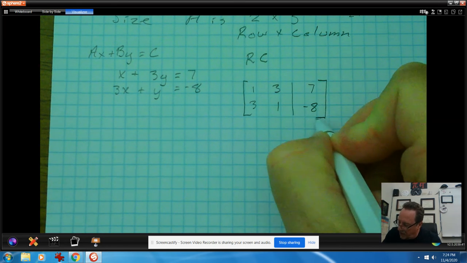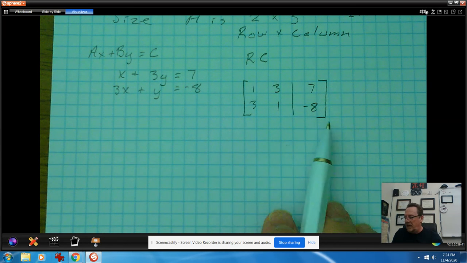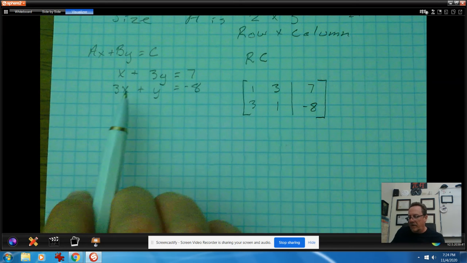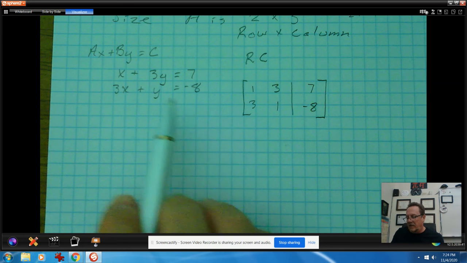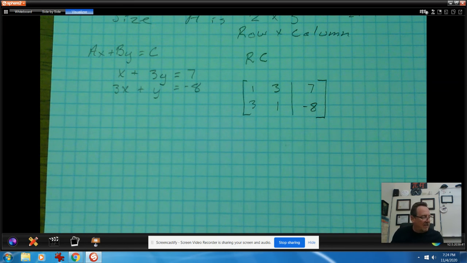Now remember, matrices have these little square brackets that contain the table of numbers. So I can then put this system of equations into a matrix. That's the first step. And you're going to be asked to do that in your homework. They're just going to say, oh, you know what? Write that system of equations into a matrix.